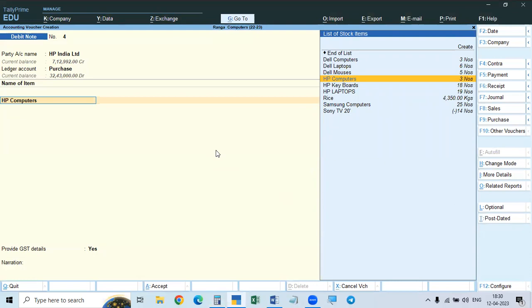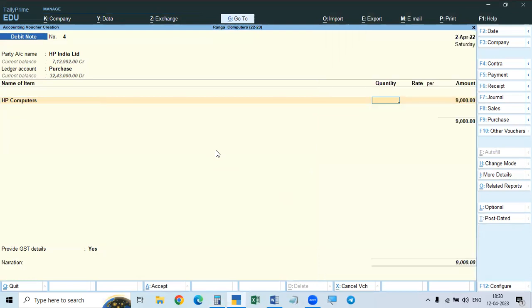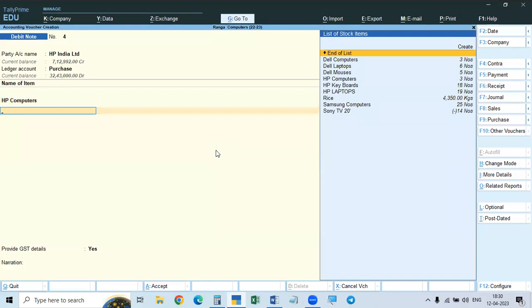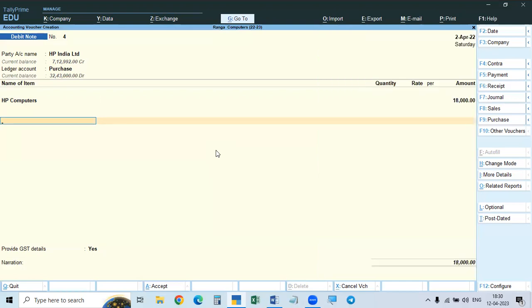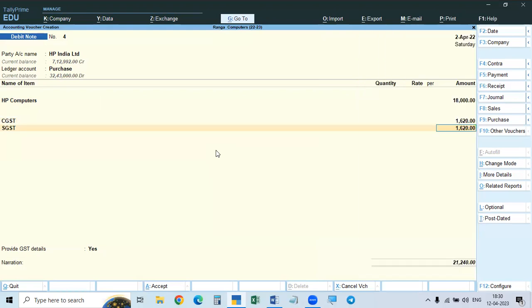So here for HP computers, the numbers, the quantity, there is no difference, and in rate only they billed more by 3,000. So for 6 items, 6 into 3,000, 18,000. The quantity is correct, so 6 numbers, they increased. For each one, 3,000 rupees they billed more. So 6 numbers into 3,000 is 18,000 rupees. Then GST.